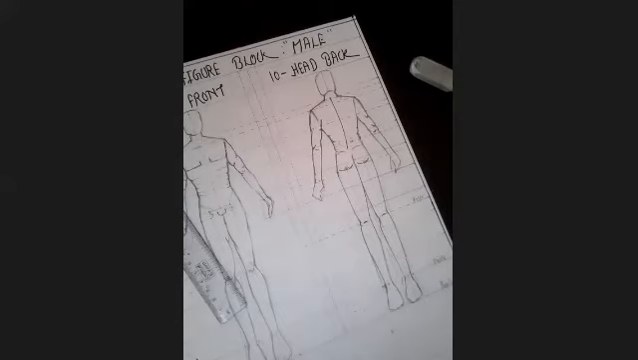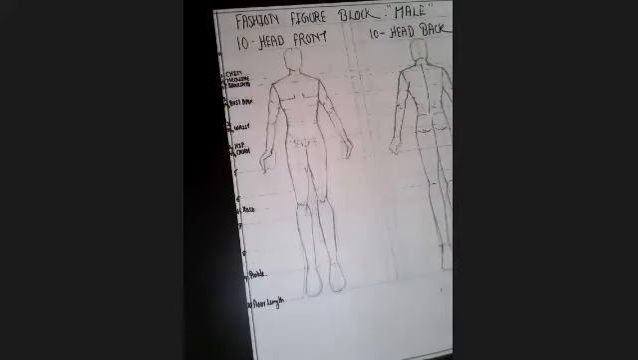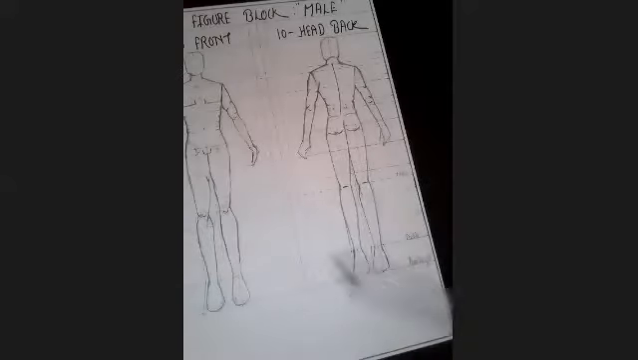So here is the structure of the back. Now, let's take questions. So before we take the questions, let's understand. We've got the front 10 head. This is the entire structure of front 10 head, and this is the masculine back structure of the male block.